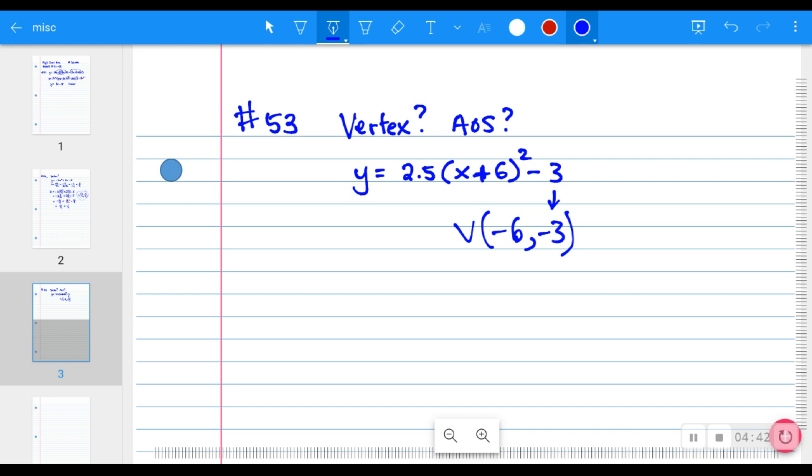Now the axis of symmetry will always hinge on this h value, and it's easy to forget this, but it's a vertical line, so you must have x equals, and then you just copy that h value. And that takes us through problem 53.